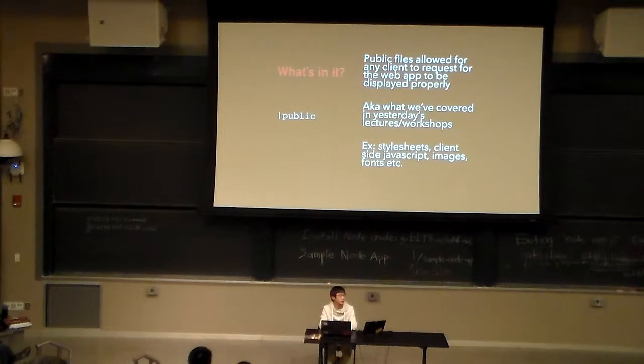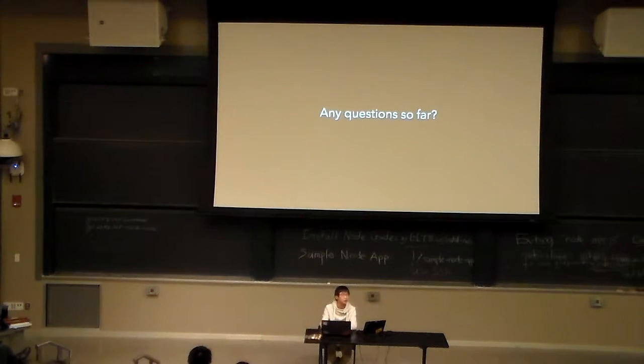And the last one we have is the public directory, which we talked about. So basically files that the client is able to request and not have to worry about any permission issues, etc. Okay, so this can be style sheets, client-side JavaScript, image resources, etc. Any questions so far?